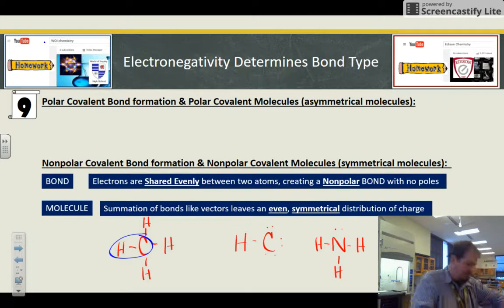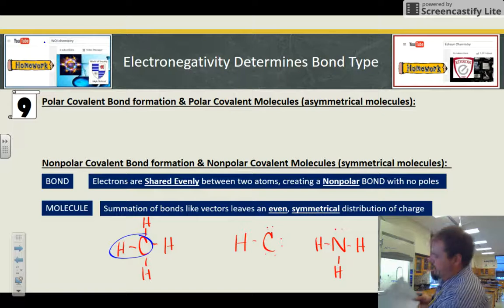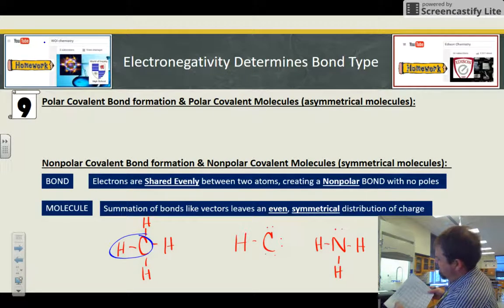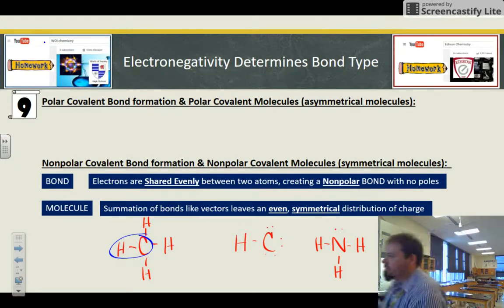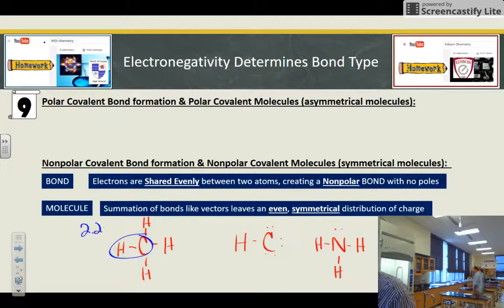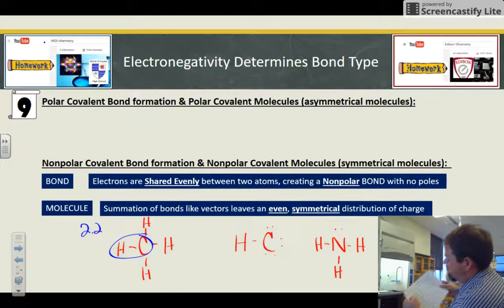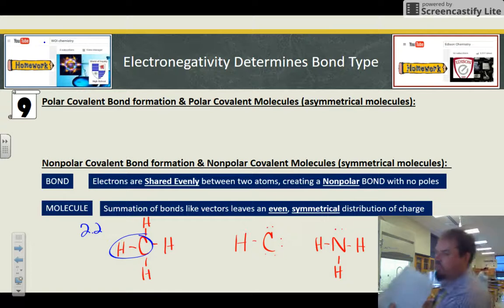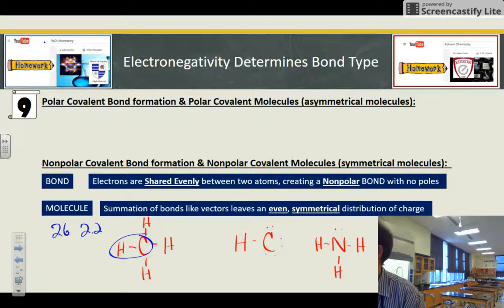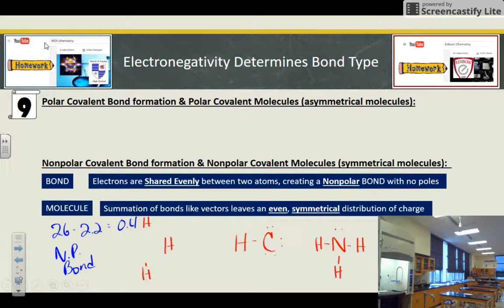So I look up hydrogen's electronegativity, and I see it's 2.2. And I look up carbon's electronegativity, and I see it's 2.6. So 2.6 minus 2.2 is 0.4. So that is a non-polar bond. Are we okay with that? Now, if one of them's a non-polar bond, they're all going to be non-polar bonds.